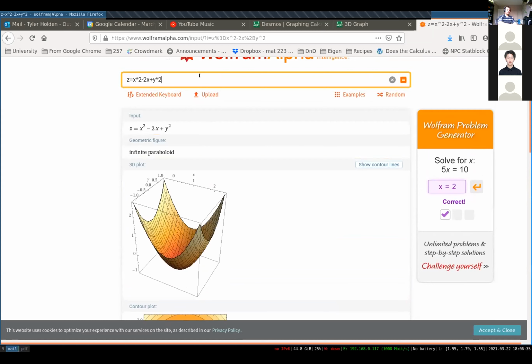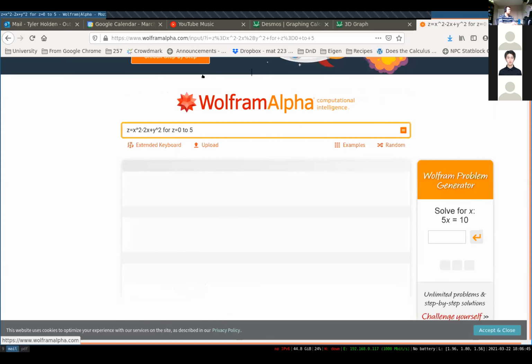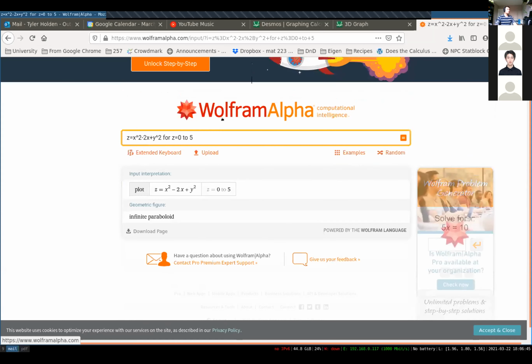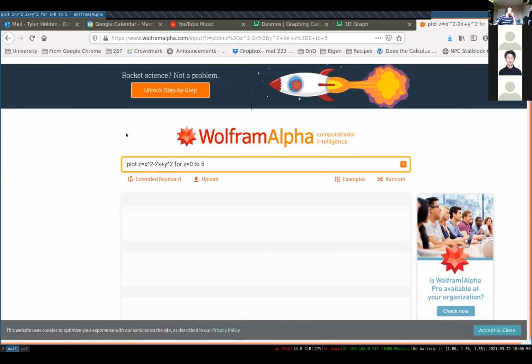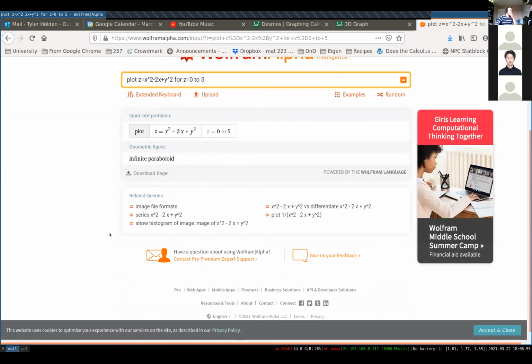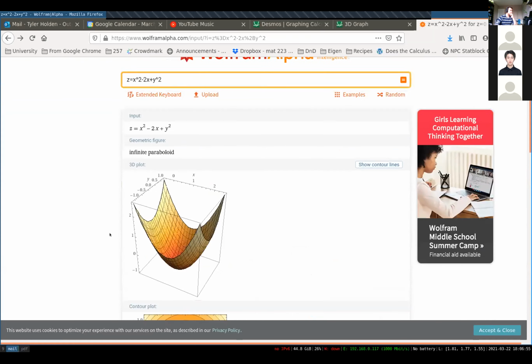I wonder if I can, for z equals 0 to 5. I wonder if that will work. Maybe not. Yes, I know it's an infinite paraboloid, stupid Wolfram.